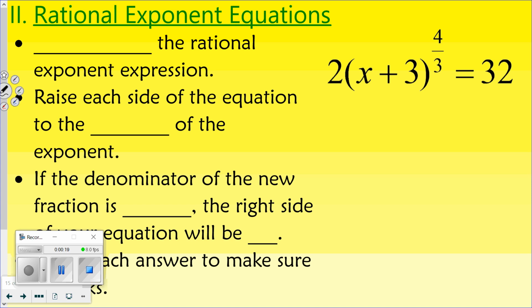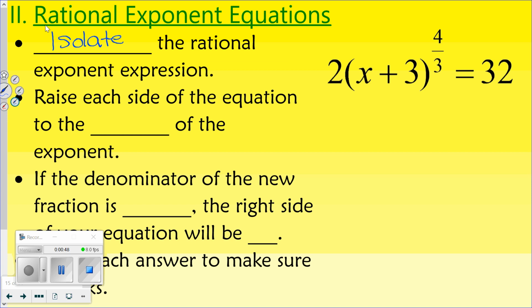So you will isolate the rational exponent expression. What do I want to do with it? Remember the word I used on Friday? Starts with an I. Isolates. Some of you didn't like my word. You wanted to use like get it by itself or whatever. Yeah, so isolate the rational exponent expression. So the part that has the fractional exponent, and get that part by itself.